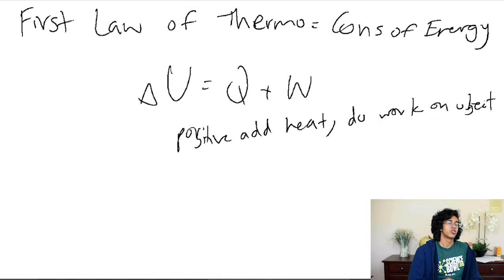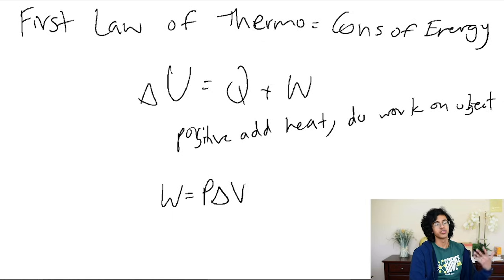The one last thing you gotta know about this equation is that work is equal to PΔV. Now, this is more used in physics. Honestly, in chemistry, it's not that useful, but if they ever say the gas expands from 0.5 liters to 1.5 liters, and the pressure stays the same, then you just multiply the change, which is 1 liter, times the pressure, and you're good.